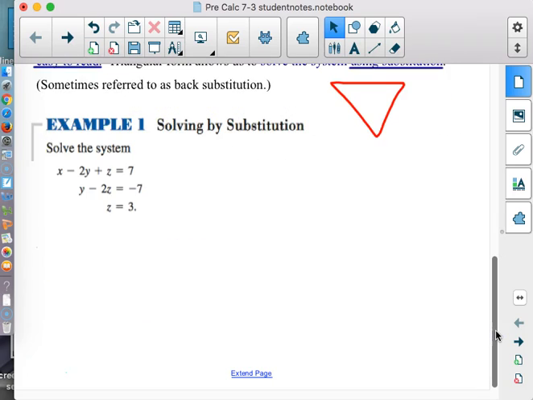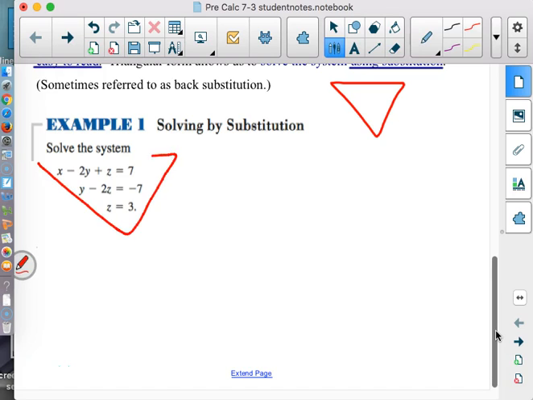Now, it says solve the system. X's, Y's, and Z's. Oh man, this is going to be hard. It's got 3 variables. Wait a minute. Next one only has 2 variables. That triangle right there. Z equals 3. Cool. They gave me one of the answers already. All right, so I know Z equals 3, and I also know that three-dimensional systems are written as what's called an ordered triple.